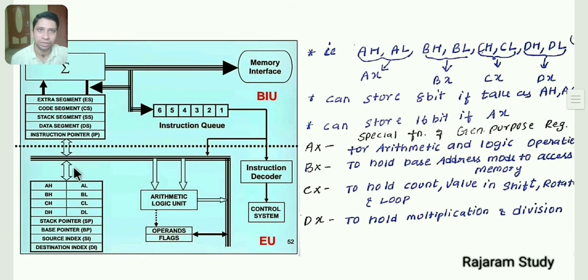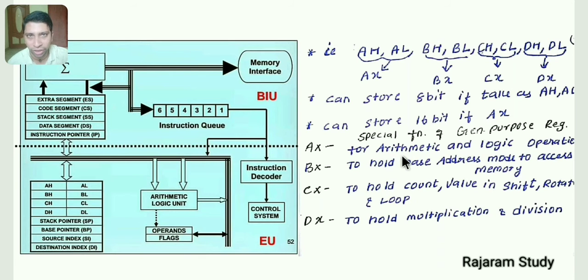This general purpose register can be used either as 8-bit or as 16-bit. That is, if you want to use this AH alone, it is 8-bit. If you want to use it as 16-bit, then we will be addressing the same as AX. In the same way, BH, BL. This is one 8-bit, this is one 8-bit. Now let's see the special work of our general purpose registers.